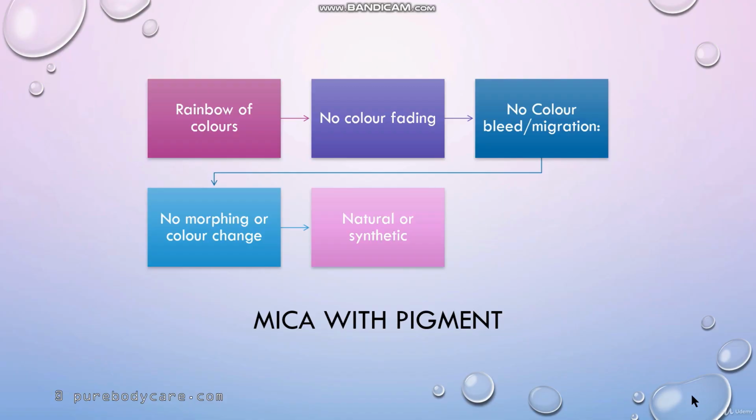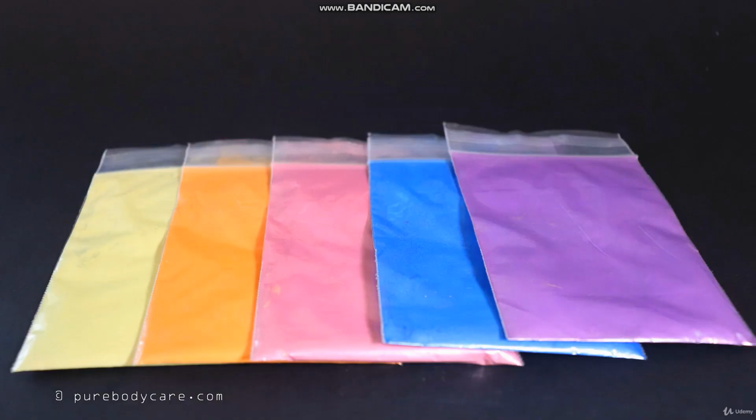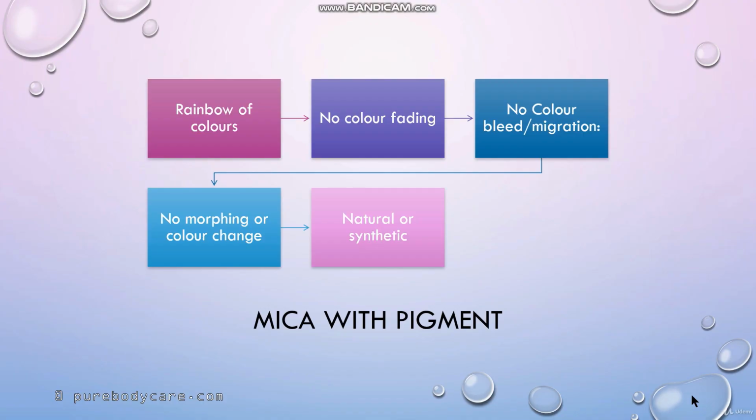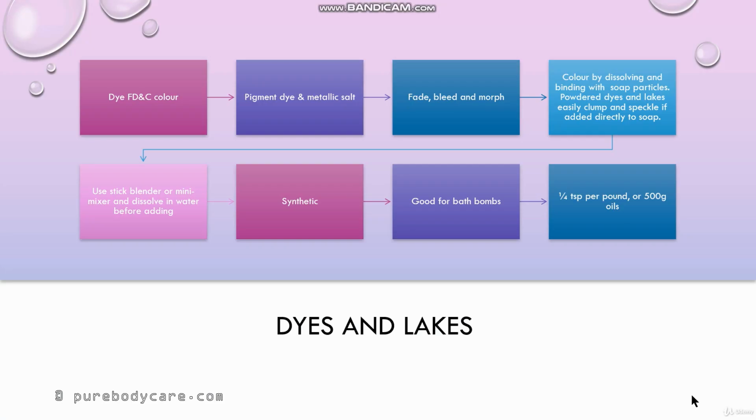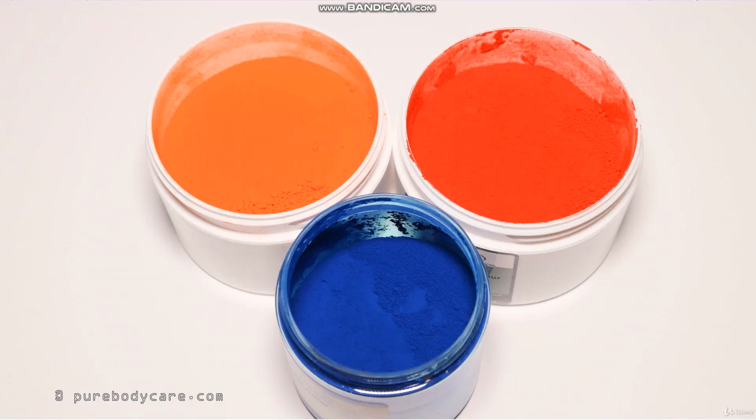Mica with pigment produces a rainbow of colours. There's no colour fading, no colour bleeding or migration. Also no morphing or colour change. And these can be synthetic or natural. Dyes use FD&C colours, which stands for Food, Drug and Cosmetic. These are certified and allowed by the US for the food, pharmaceutical, cosmetics and personal care industry.